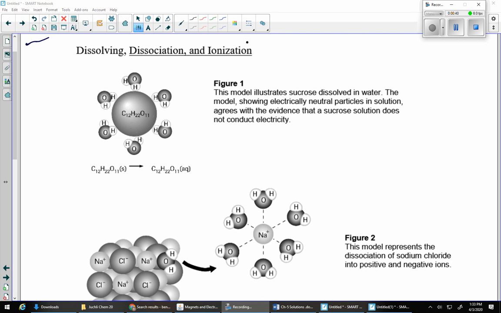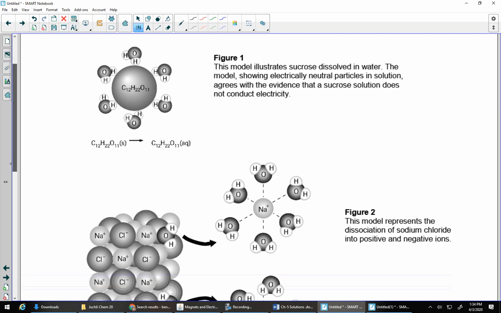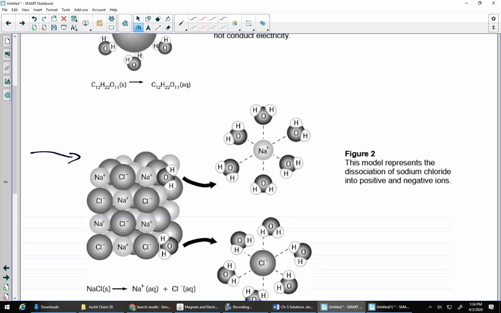So let's get into it here. The first little bit of this is kind of a review of some of the things that we talked about in the previous lesson. So it's what happens when you put things into water? So we've got the idea of dissolving, dissociation, and ionization. One of the big things that we talked about is what happens when we put ionic compounds into water.